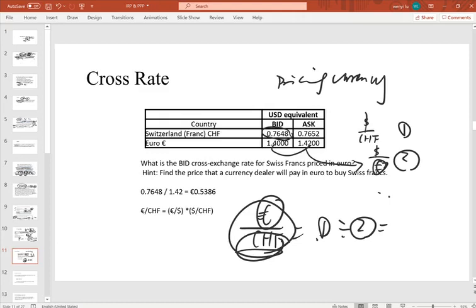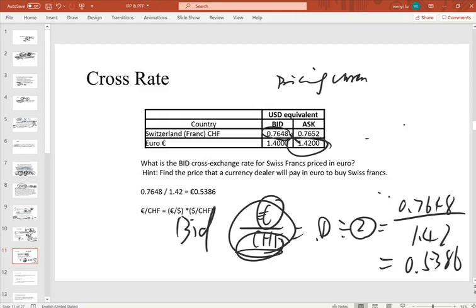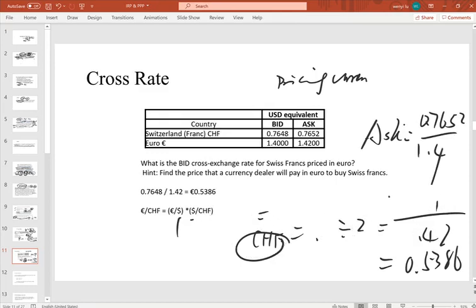Now we need to decide which one we will choose to solve the bid price. If we use division, it must be cross in the tables, as we already showed in the first video. So it will be bid over this one: 0.7648 over 1.42 is equal to 0.5386. That's for the bid price. For the ask price, it should be this one, so that will be equal to 0.7652 over 1.4. That's for bid and ask.